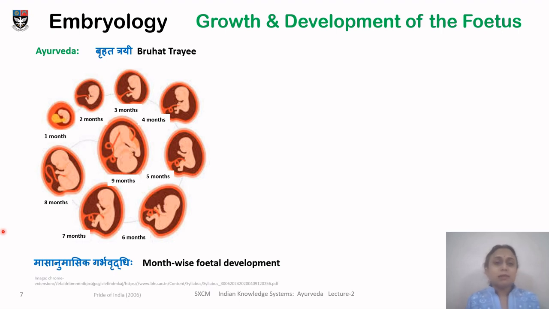Talking about the development of the human system, under embryology, all the three major treatises of Ayurveda, the Bruhat Trayi, describe the Masano-Masika Garbha Vruddhihi, which means the month-wise development of the fetus, right from the first month to the 9th month. What are the changes that are observed? Which organs grow during what time? Which systems are in place?